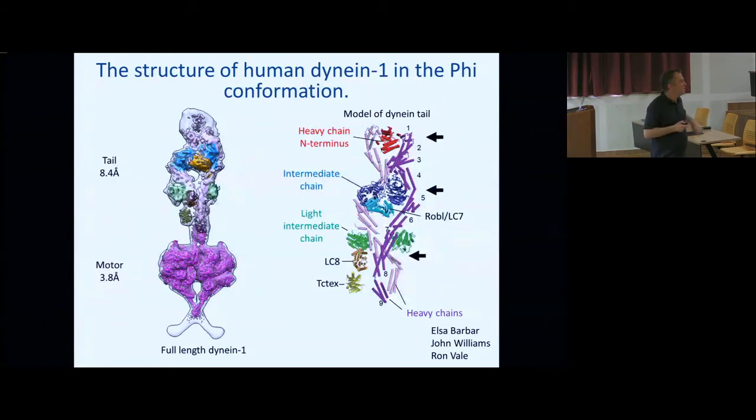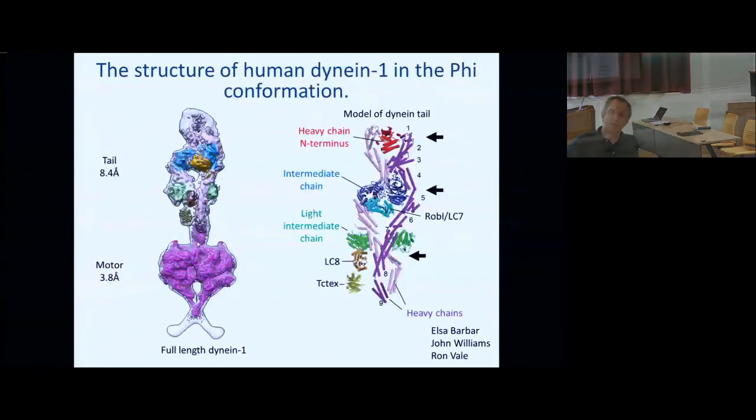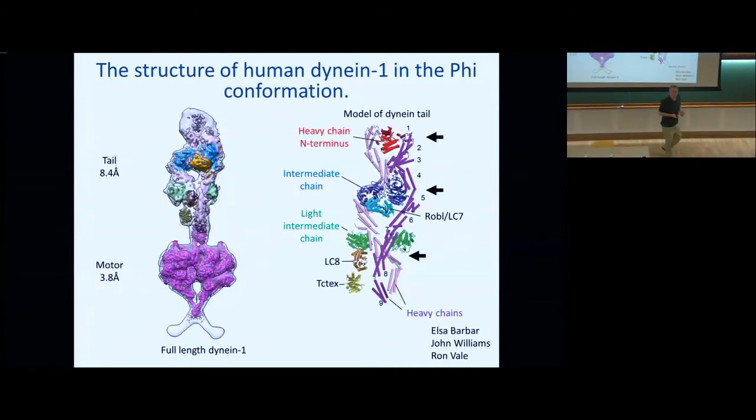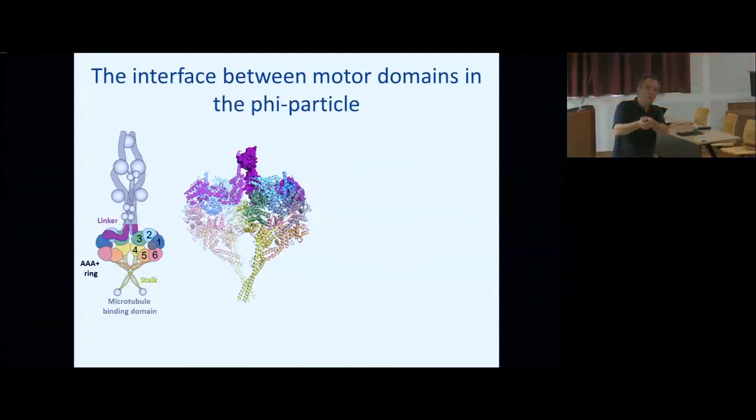But in some ways, the bit that we'd wanted to get to was this motor domain here. And because that's 3.8, you can perhaps just begin to make out the individual helices here. That's good enough resolution to really build an atomic model. And so we were able to do that. In dynein, you've got this ring of AAAs, which form the motor. You've got the stalk with the microtubule binding domain. And then this linker in purple is the thing that moves in order to drive that movement along the microtubule.